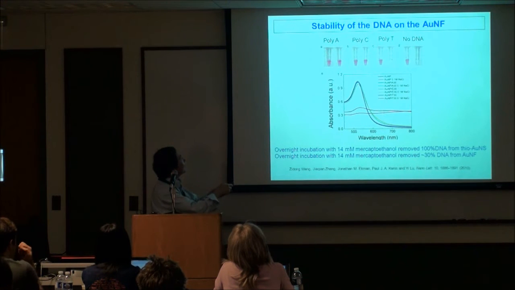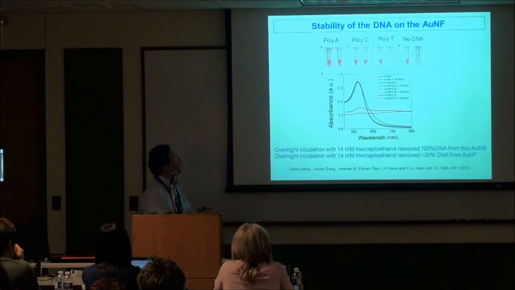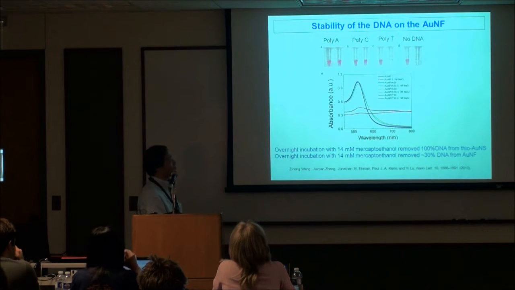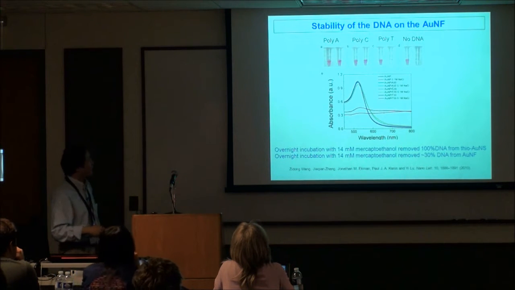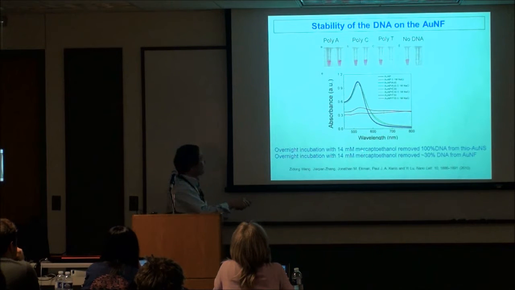Again, this is the poly A, poly C cases. Poly T is not, because it does not give you any kind of functionalization. They have a different interaction with that. Obviously, no DNA shows a different kind of stability. That's visual. This is more graphical to show you different extinction of these materials.